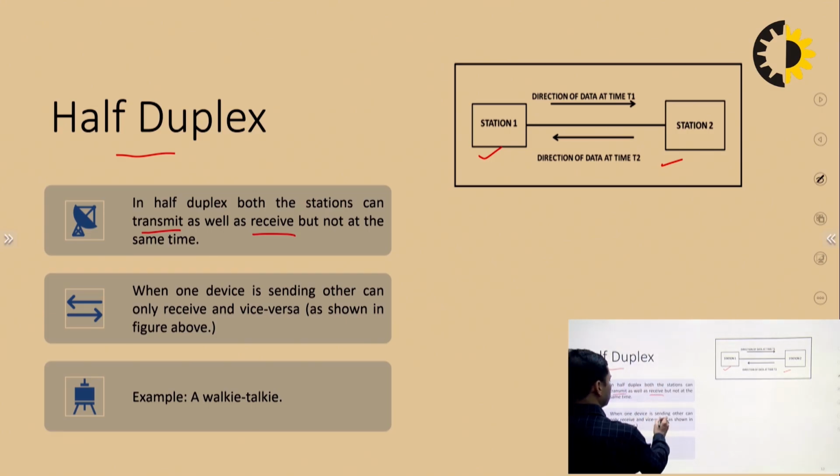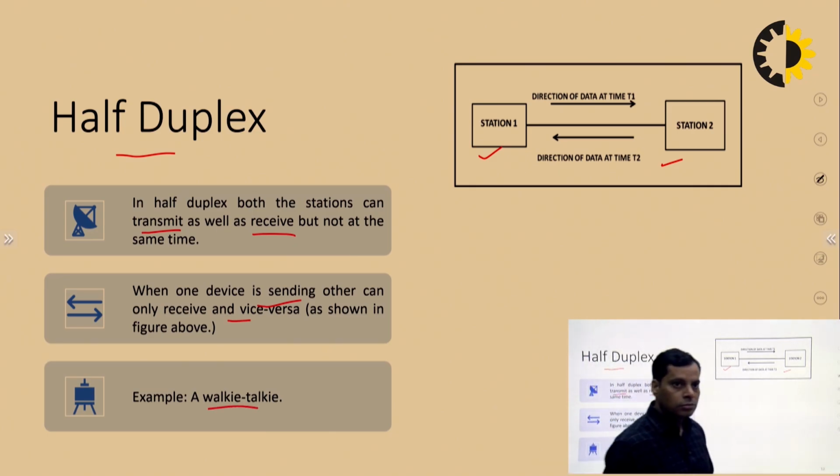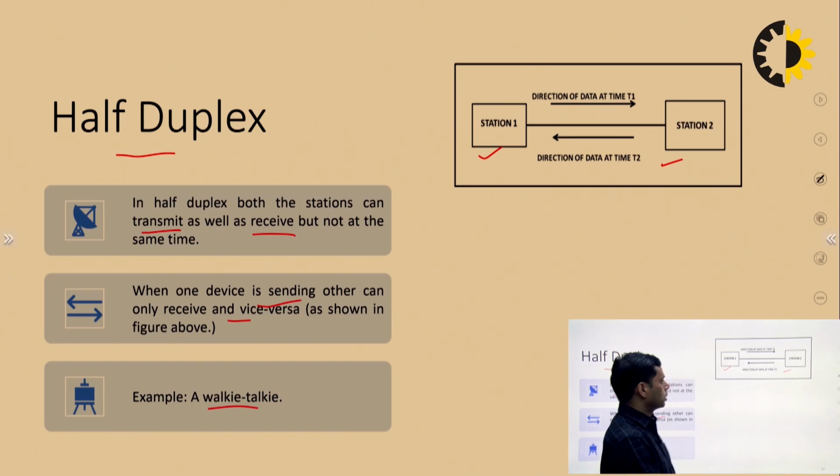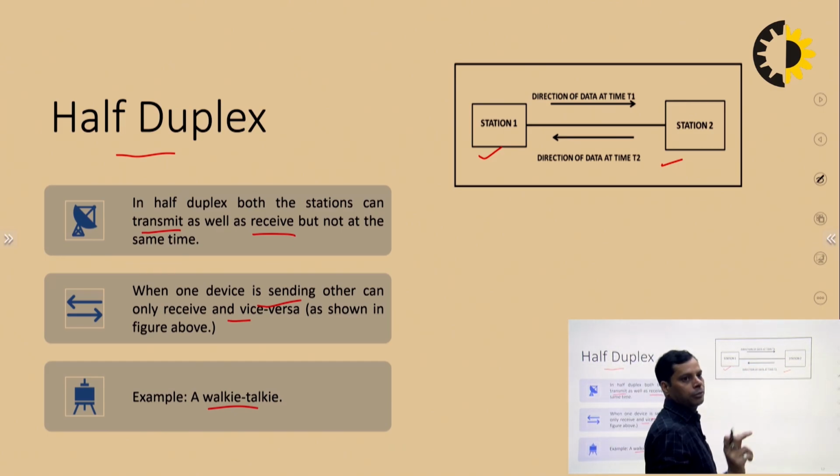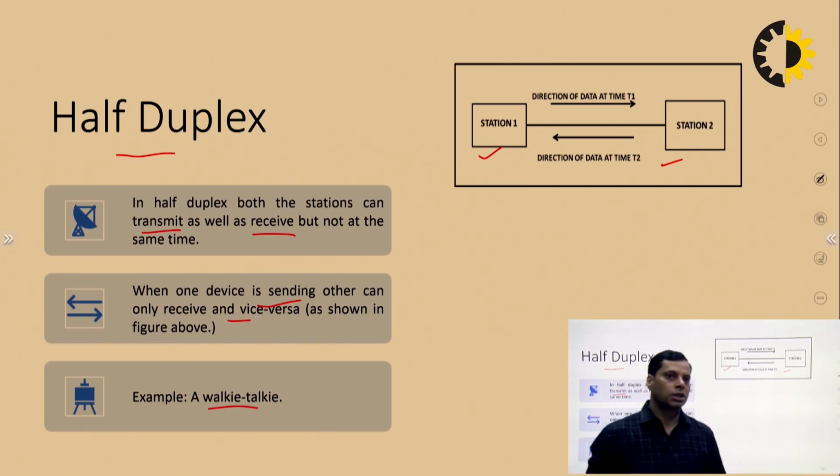So when one device is sending, the other can only receive. For example, a walkie-talkie. As you can see in this picture, station 1 can transmit at time T1, station 2 at time T2, not at T1. That means simultaneous data transmission is not possible from both stations.